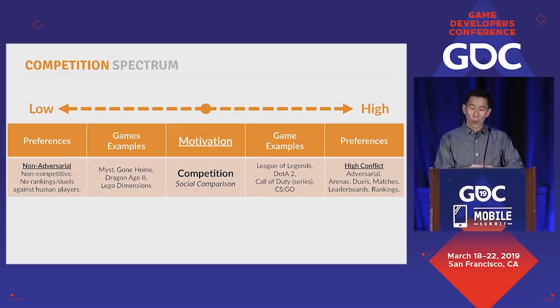There are no rankings, no duels against other human players, games that aren't about comparing your skills or abilities against other players. So here on the high competition end, we have MOBAs and online shooters like League and Call of Duty. On the low competition end, we have games where there are no rankings or duels against other human players. The sorceress that turns into a dragon to attack you isn't competition, that's drama.